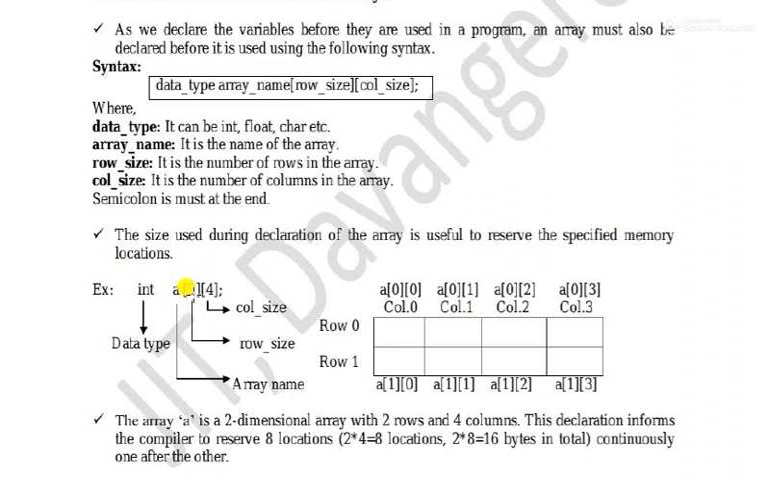First square bracket indicates what? Number of rows. The second one indicates the number of columns. And a is the array name. int is the data type. For int, how much memory will be allocated for each block of the array? For int, 2 bytes of memory.